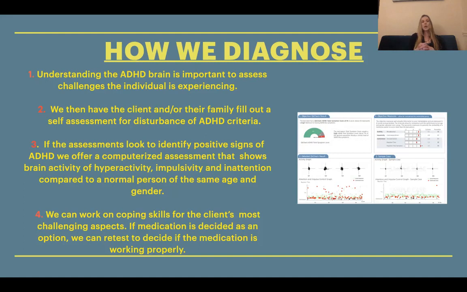If the self-assessment comes back as impairment in some of these things, then we can do a QB test. That is a 20-minute sit-down test that we do at the office, and they just answer questions, and then it sends us a really accurate report on their brain activity. It compares their activity to other people of the same gender and in the same age bracket. So we'll be able to tell if the impulsivity is high, if the hyperactivity is high, if the inattentiveness is high, or if it's more in a normal range.